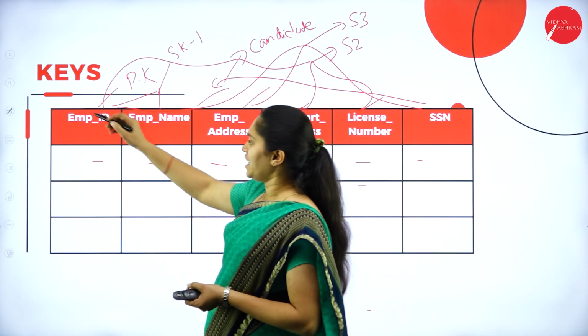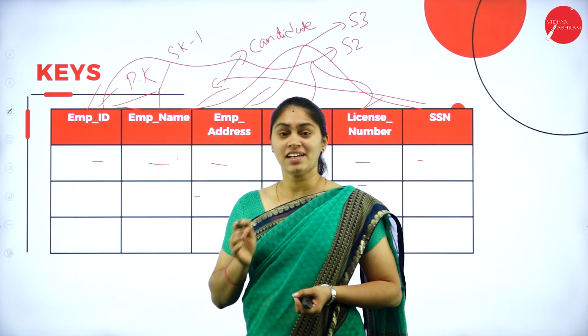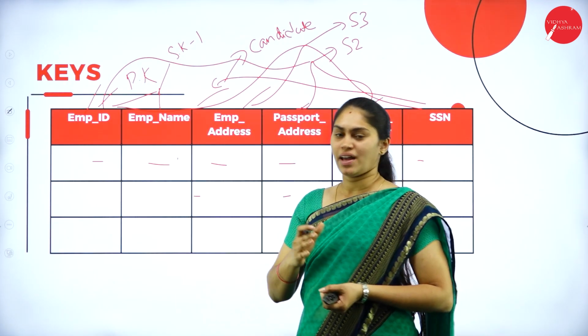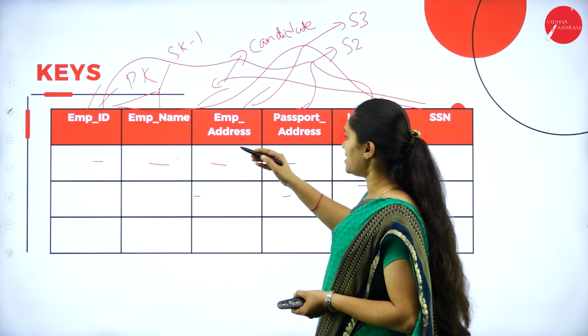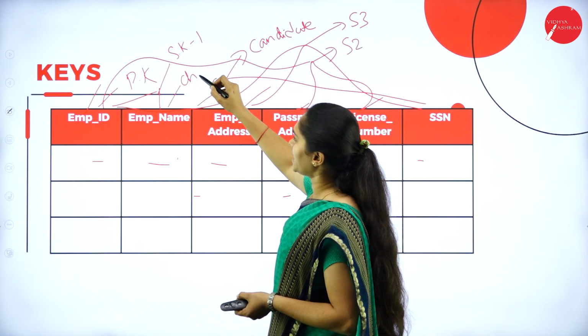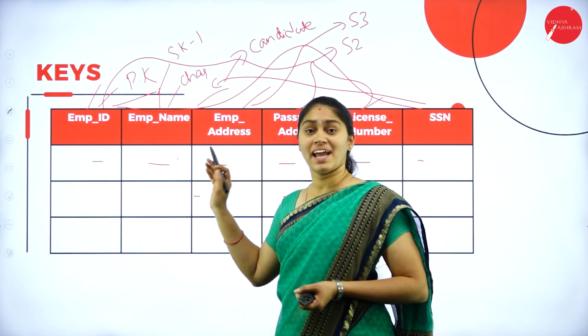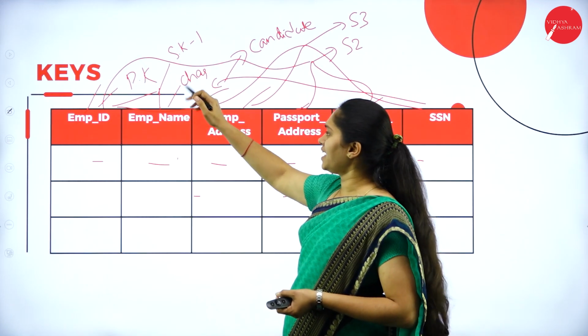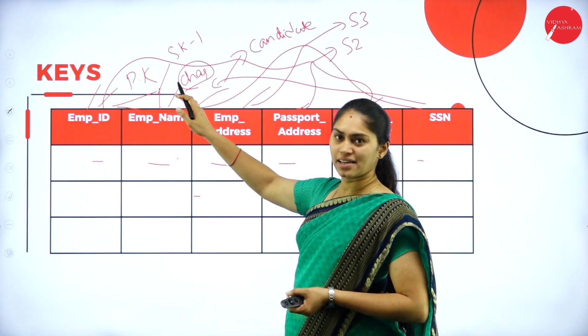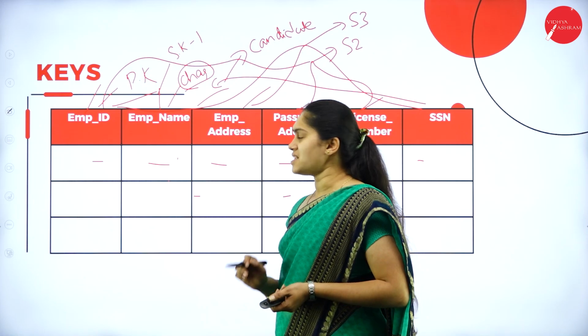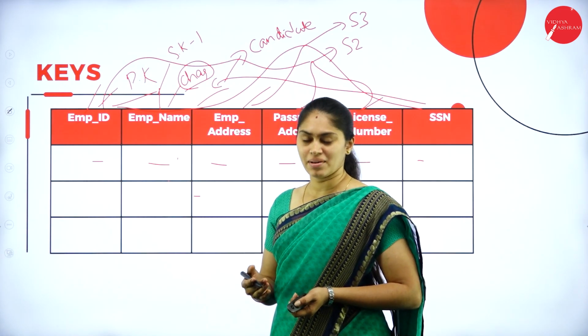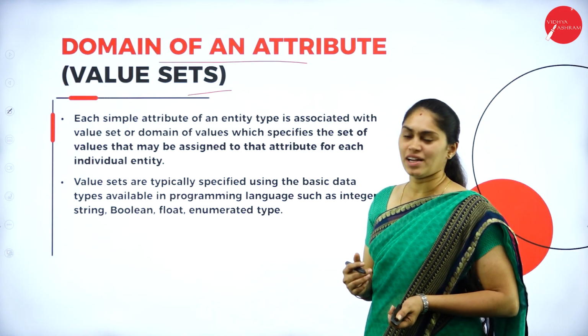For example, if I say an employee ID needs to be varchar or variable character, and if I say this employee name should be only characters, then it should not accept any numbers, and any data type other than character should not be accepted as a value for this employee name. Then we call that the domain of an attribute.